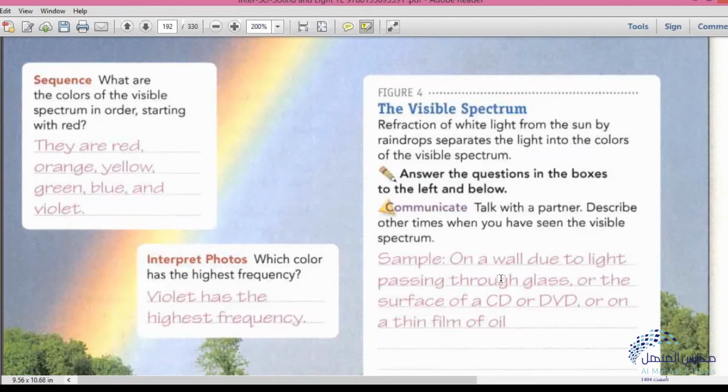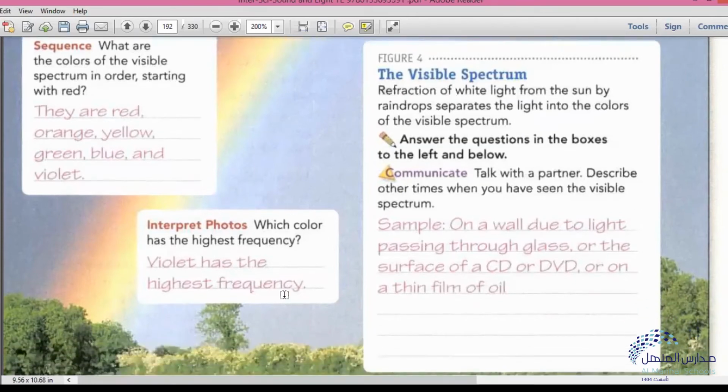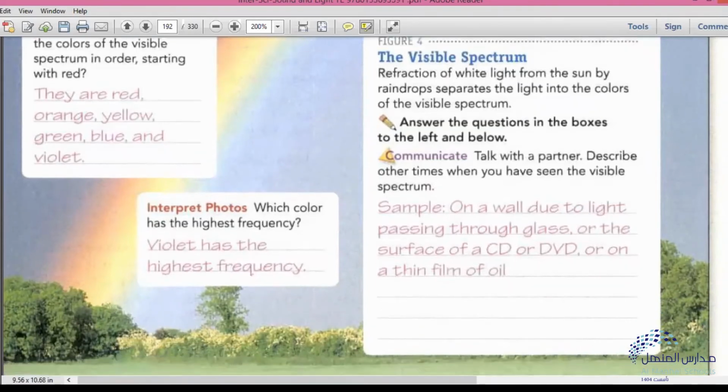If you look at a CD or a DVD, you can see it. Or on a thin film of oil. When oil is spilled as a thin film from anything, you can see the spectrum. So which color has the highest frequency? Violet. Red has the lowest frequency, but red has the longest wavelength, right? You can stop the video and copy your answers as you know.